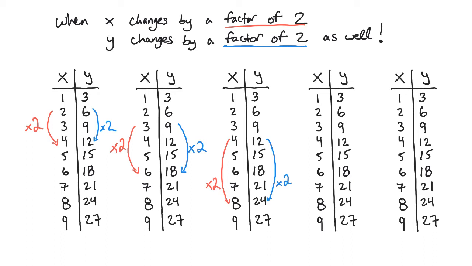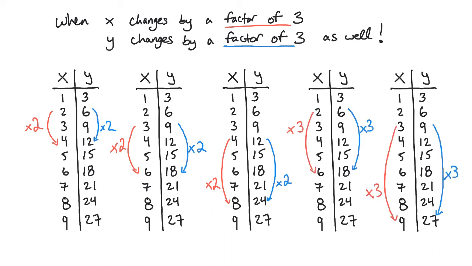Why don't you use these last two tables over here to try and triple x twice. So do a tripling here and then another tripling here and see how y responds. And then we'll generalize some more properties about this. Go ahead, pause and try that. All right, so I've picked out a couple places here. You can see if x goes from 2 all the way to 6, that's a tripling. And likewise, y goes from 6 all the way to 18, which is also a tripling.